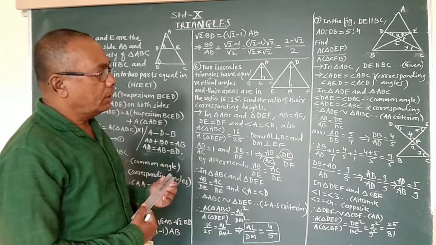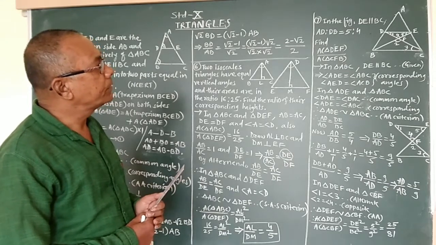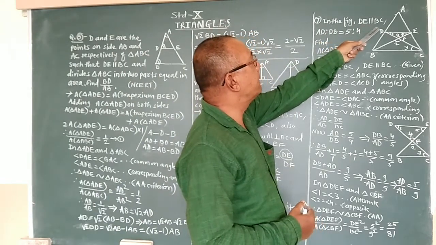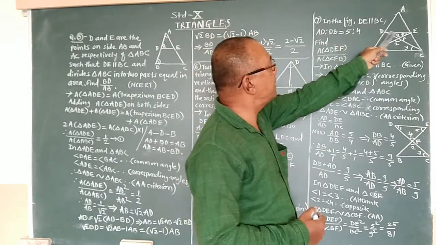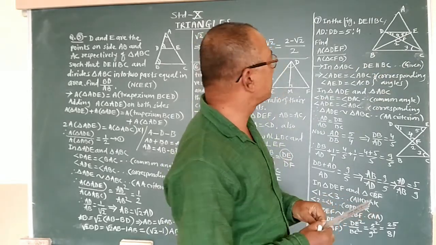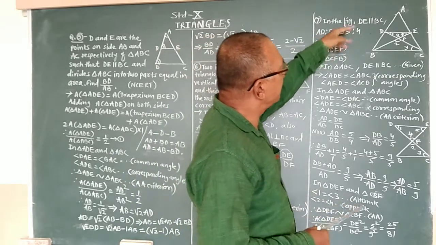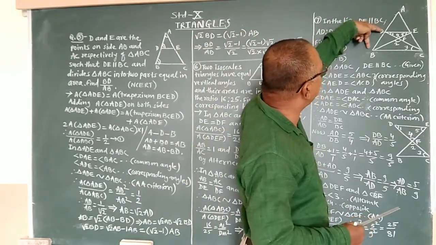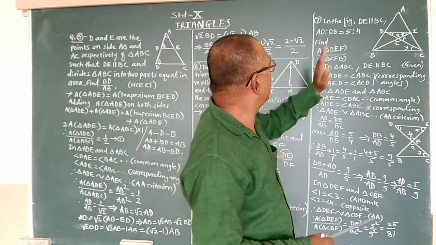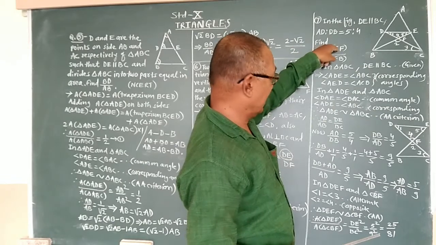Here one more example is given, that is, in the figure DE is parallel to BC. So DE is parallel to side BC, and AD is to DB, means AD:DB is equal to 5:4. It is given here, and therefore find the area of triangle DEF.